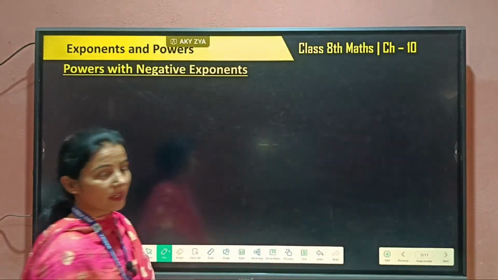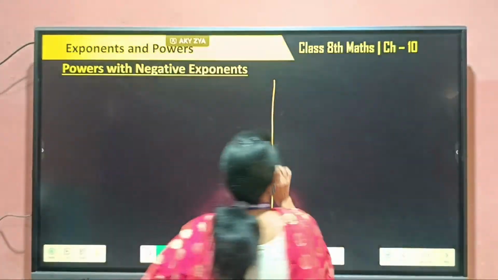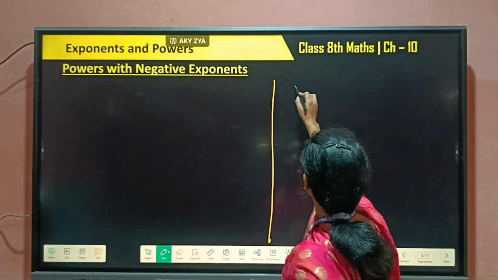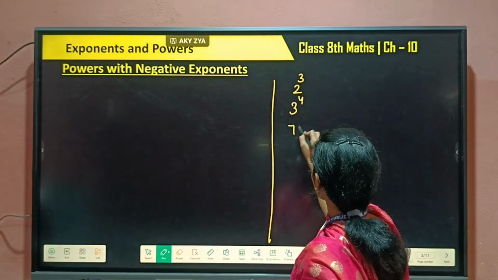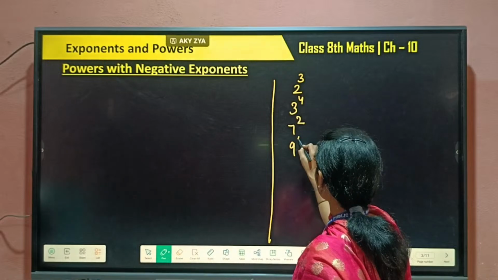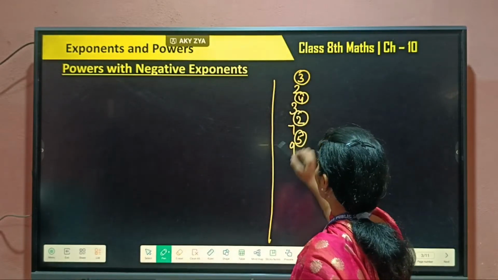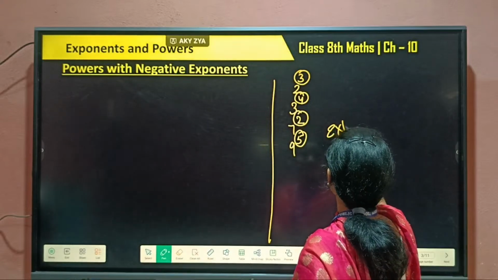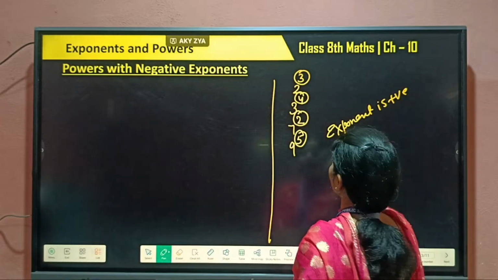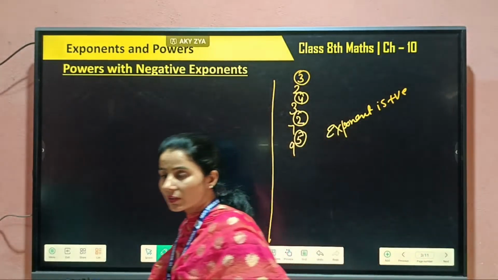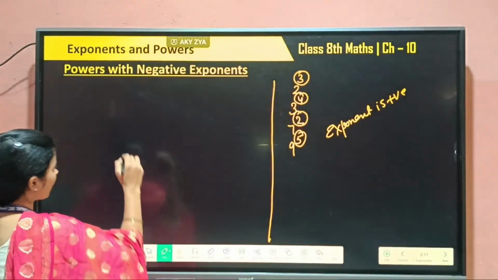Now, powers with negative exponent. Until now, what numbers did we study? Their exponent, their power, was positive: 2 raised to power 3, 3 raised to power 4, 7 raised to power 2, 9 raised to power 5. In this way, the exponent was a positive number. Now, powers with negative exponent.